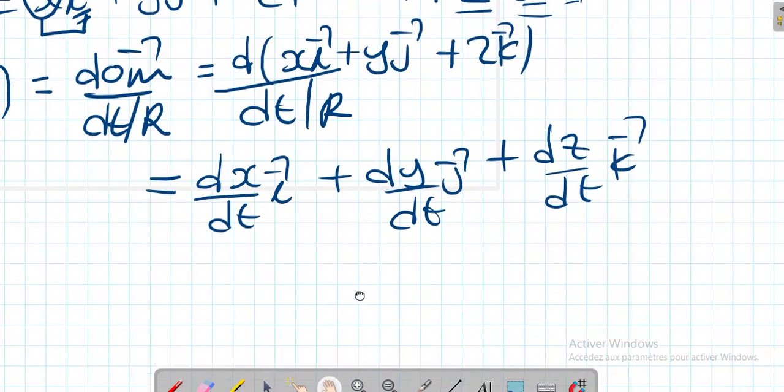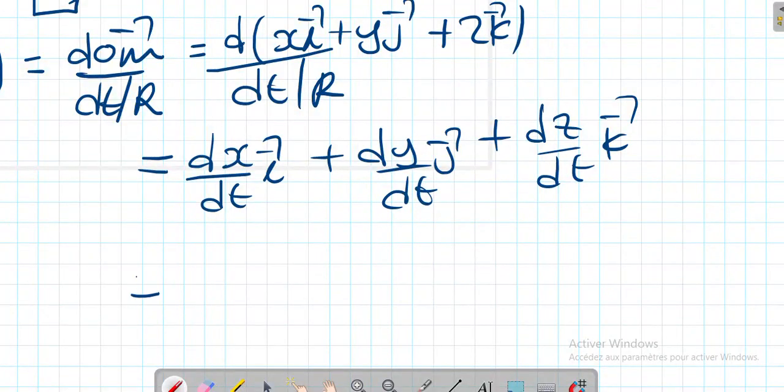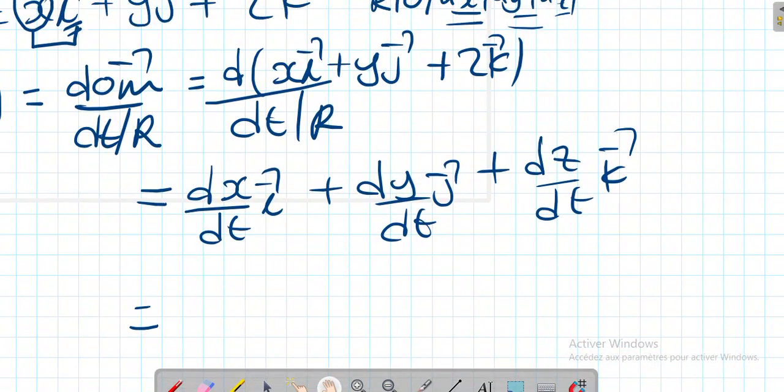Okay? Now, x, y, and z are coordinates that are always changing with time.